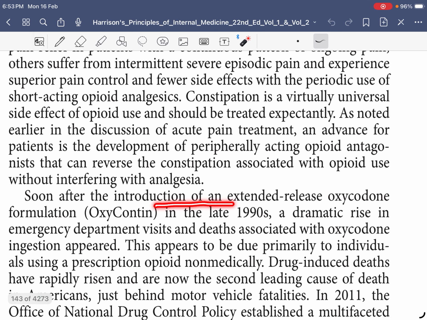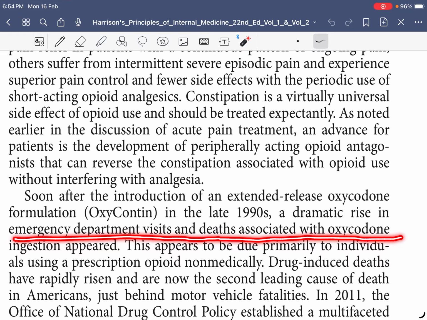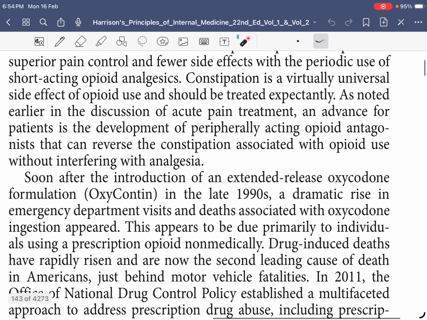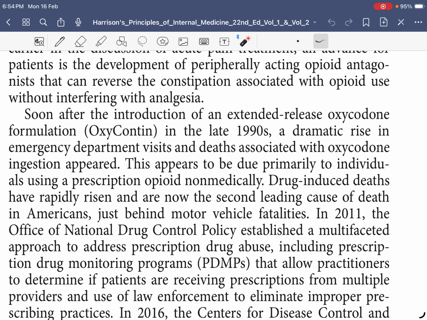Soon after the introduction of an extended release oxycodone formulation in the late 1990s, a dramatic rise in emergency department visits and deaths associated with oxycodone ingestion appeared. This appeared to be due primarily to individuals using a prescription opioid non-medically. Drug-induced deaths have rapidly risen and are now the second leading cause of death in Americans, just behind motor vehicle fatalities.